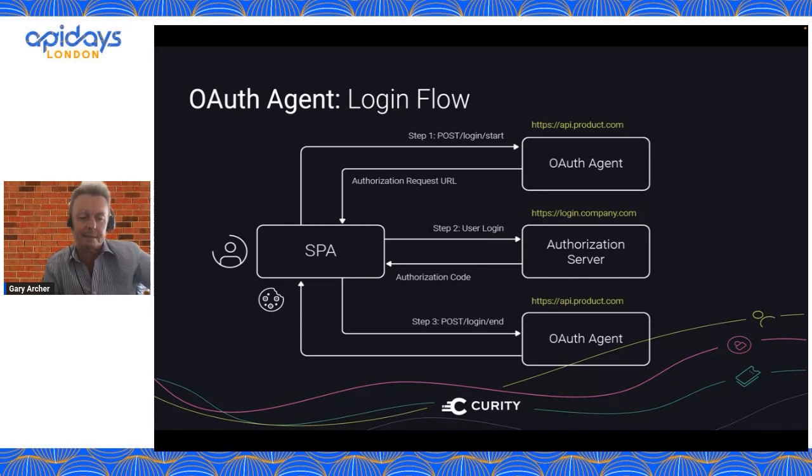And this time it sends the authorization code to the login end endpoint, and all of the right validation checks, all of the OAuth best practices are then followed by the OAuth agent. Once all of those validation checks have passed, the OAuth agent issues the same site strict cookies, and the single page app can then call APIs. So all of this requires very little code, and it's pretty simple for the SPA developers to implement.